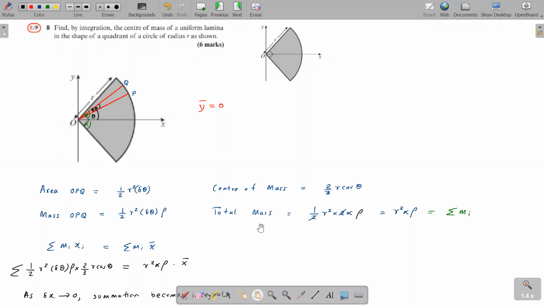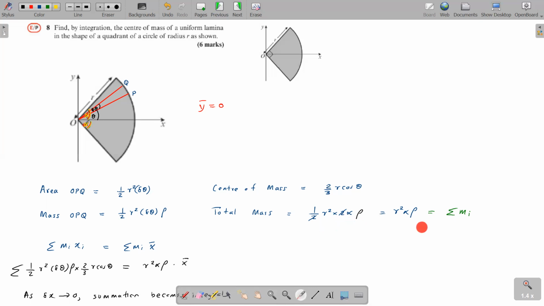But the only difference right now is for the total mass, instead of going over the sigma mi, instead of taking the summation of each and every strip, I directly use the area of the sector because I know it's a sector, so I can directly use this equation, right? Half r squared 2 alpha, guys. I use 2 alpha here. Each angle is alpha, so I take the full angle as 2 alpha.